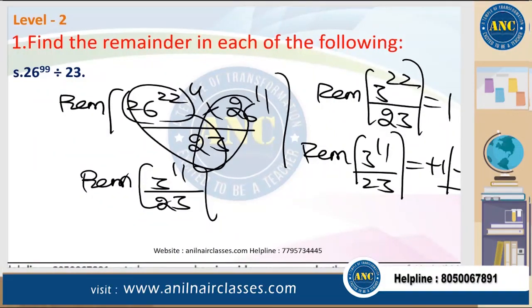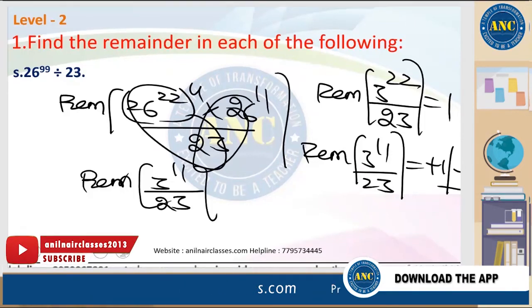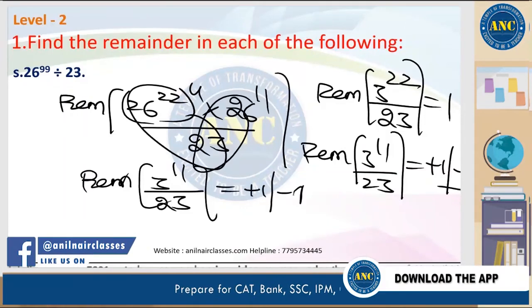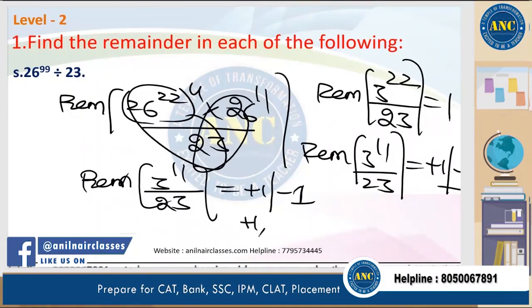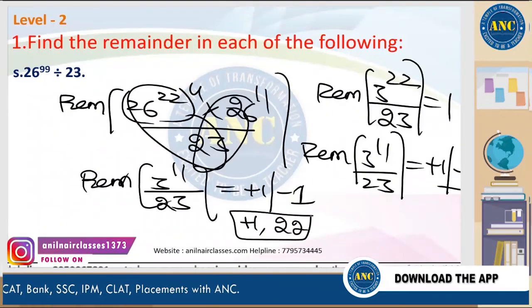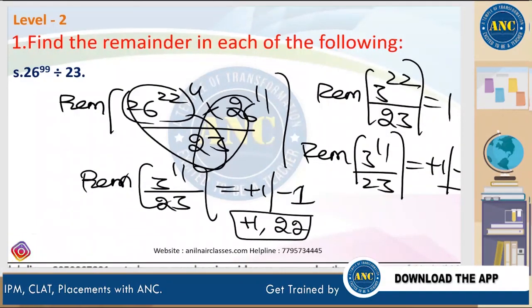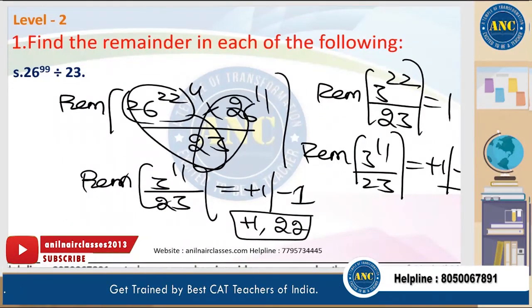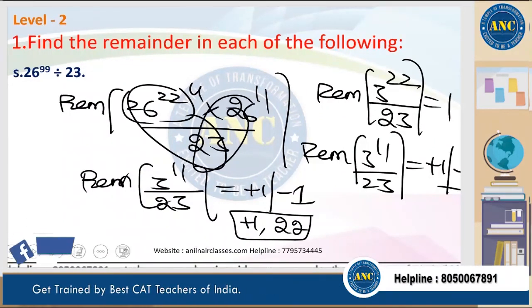Denominator prime number, a lot of problems which we discussed. I want to discuss power to the power. See, what you can do is, here it could be either plus 1 or minus 1. Answer could be either 1 or 22. Eliminate all the remaining answer options. Why I said this? Because 3 power 22 by 23 is 1, and 3 power 11 by 23 will be plus 1 or minus 1.